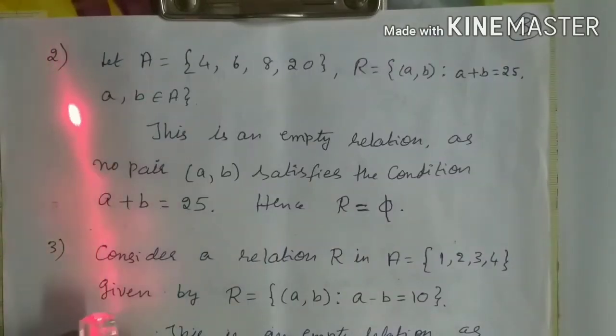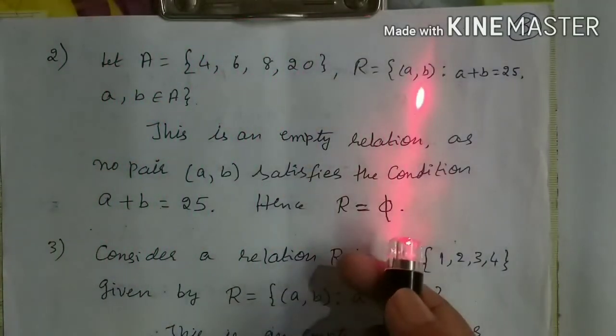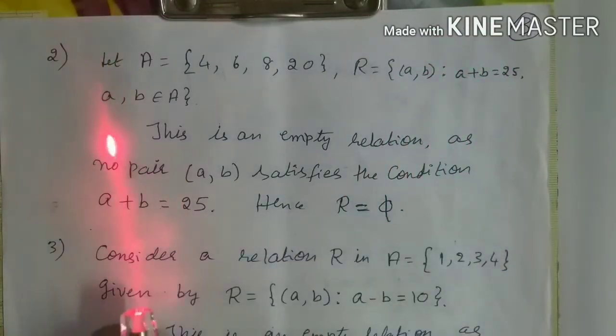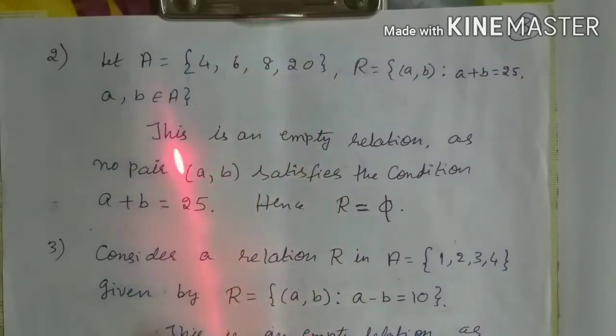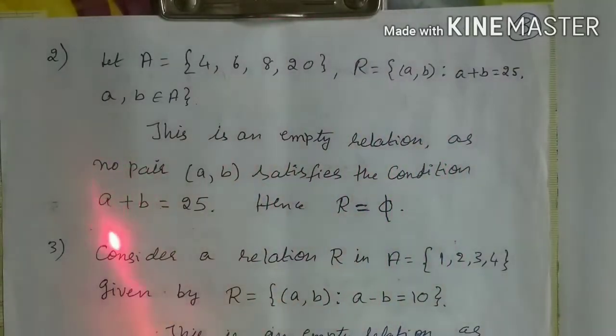Let us consider another example. Let A = {4, 6, 8, 20} and R = {(a, b) such that a + b = 25}, where a and b both belong to the set A. In this case also, the given relation is empty as no pair (a, b) satisfies the condition a + b = 25.